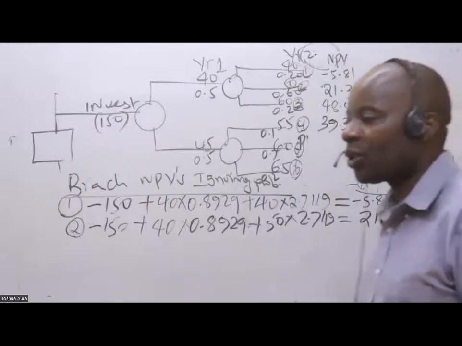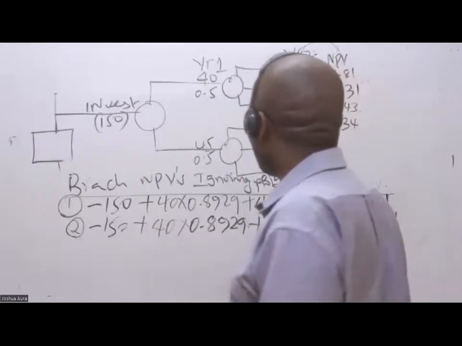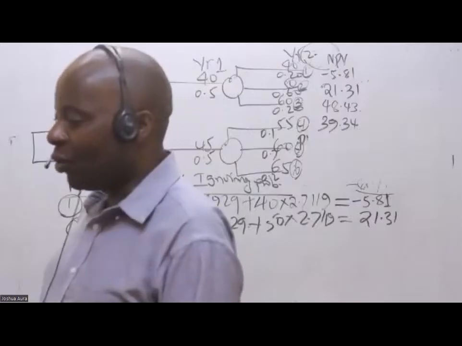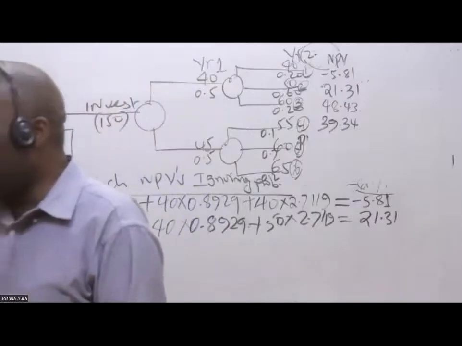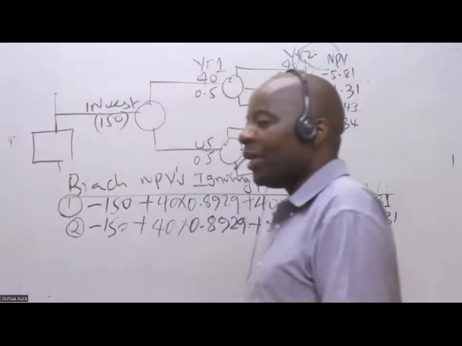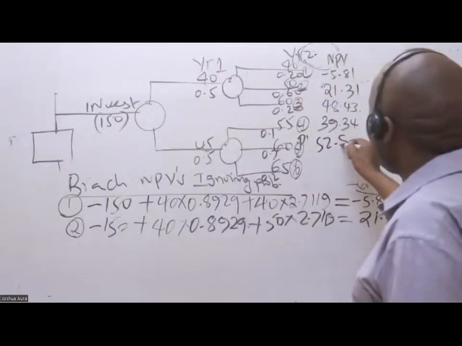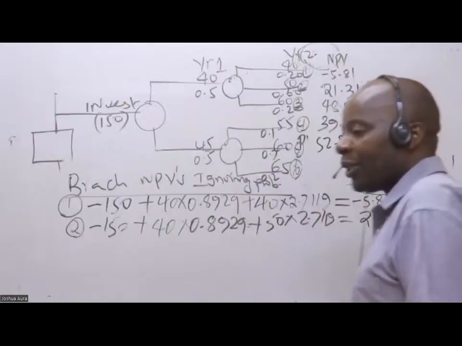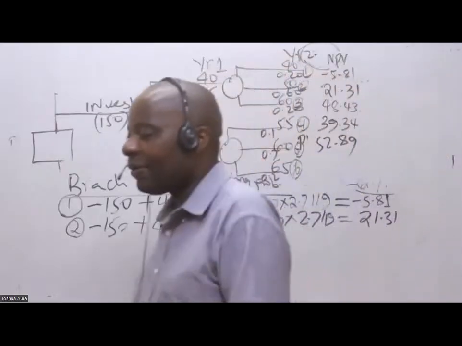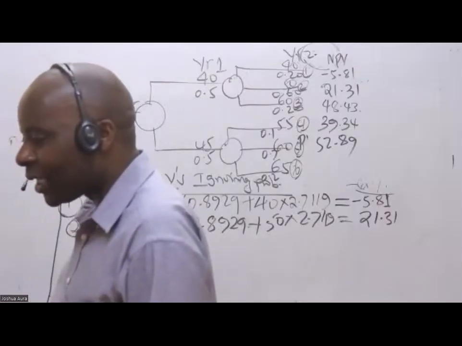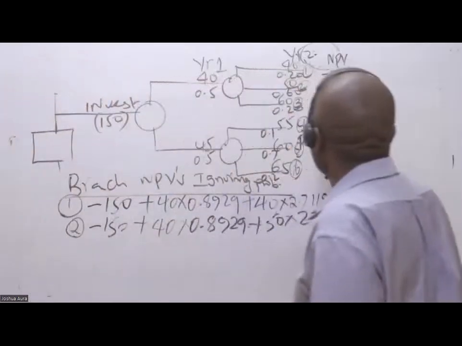For branch number 5, what is the net present value? Lily, 52.89. So 52.89 for branch number 5. Branch number 6, 66.45.